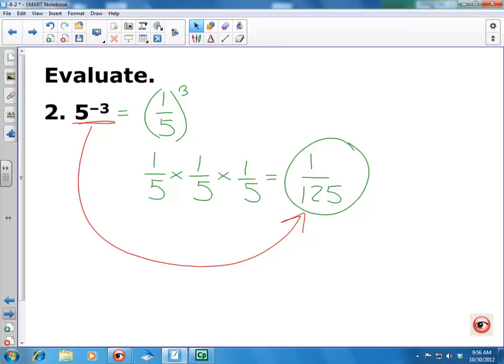As you can see, obviously we're not going to change that 1 over 125 to a decimal because that would be hard. And we don't have to do that. Your paper allows us to leave our answer like that anyways. Questions on that? No? All right, now let's take a look at the next one.